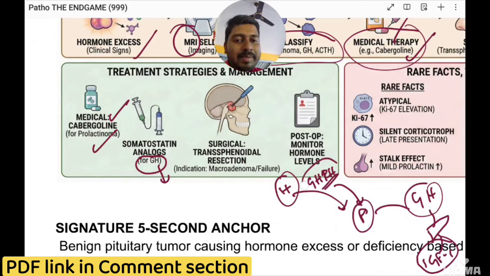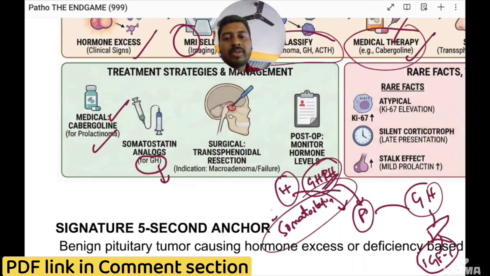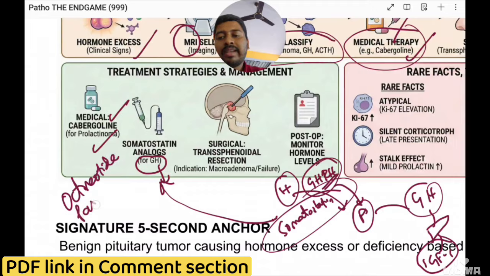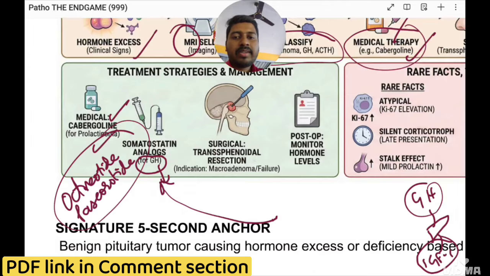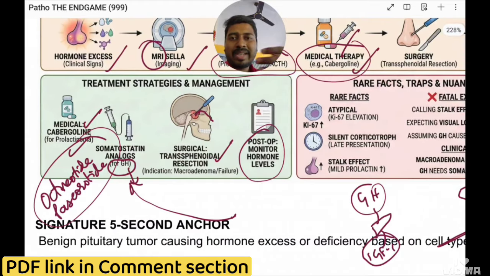Now, there is something which inhibits this GHRH, that is somatostatin. So, somatostatin analogs will be useful for growth hormone producing tumors. Which is the somatostatin analog? It is octreotide. Octreotide and pasireotide help in growth hormone secreting adenomas. So this is the surgical approach: we go through the sphenoid sinus and remove the pituitary adenoma. Post-op we will monitor hormone levels, because on MRI we can't say if a microadenoma or something is left.